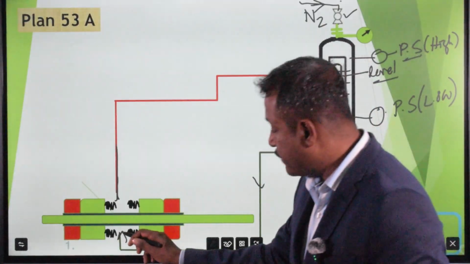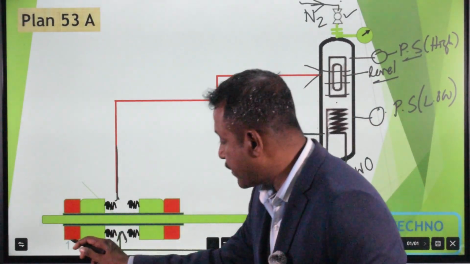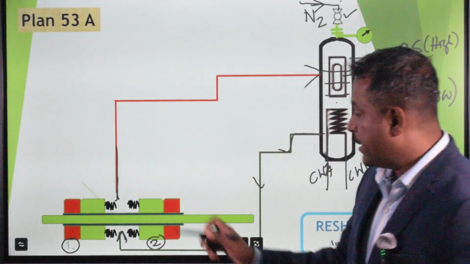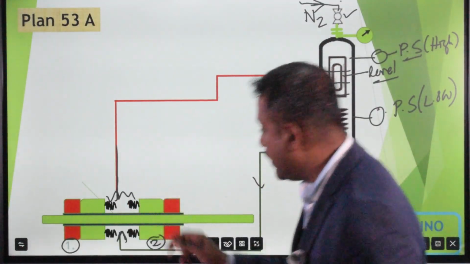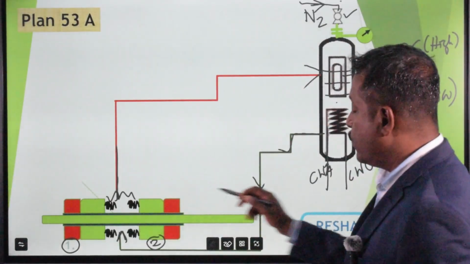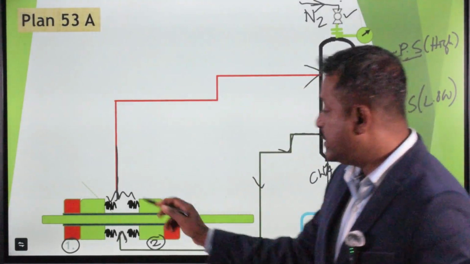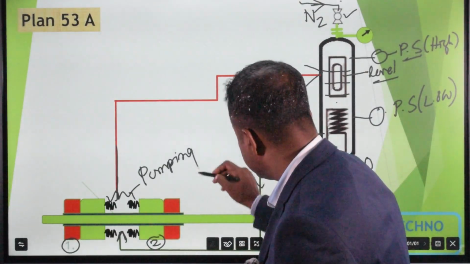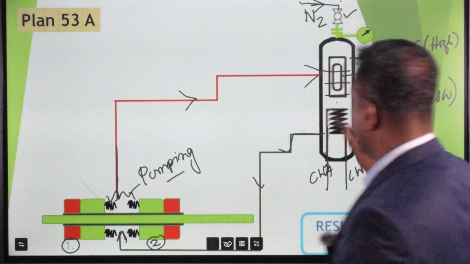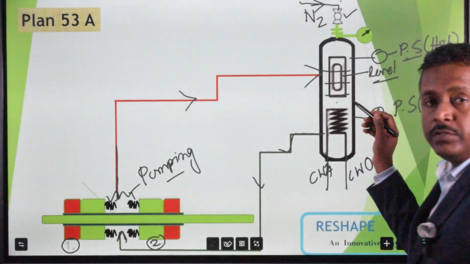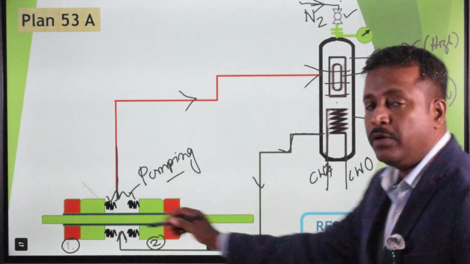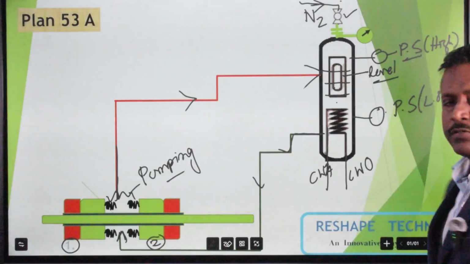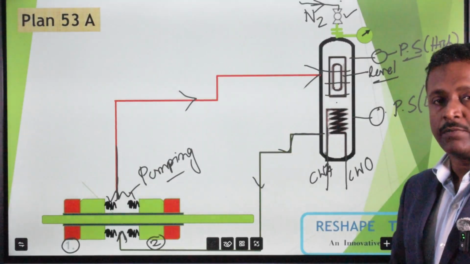And we generally introduce that particular barrier liquid in between the primary and secondary seal system. To circulate that barrier liquid in a closed loop, we need a pumping ring. With the help of this pumping ring, we circulate the barrier liquid from the gland plate to the reservoir or seal pot, and from the seal pot to the gland plate. Those are the main components of that particular 53A seal flushing plan.